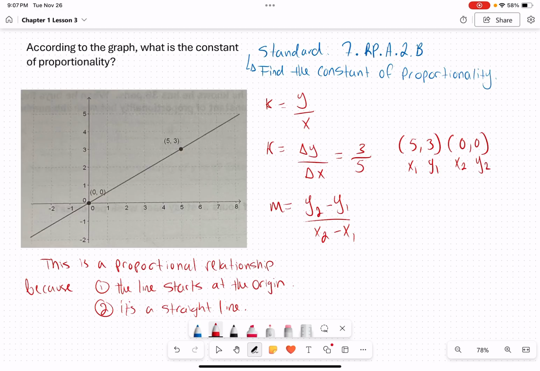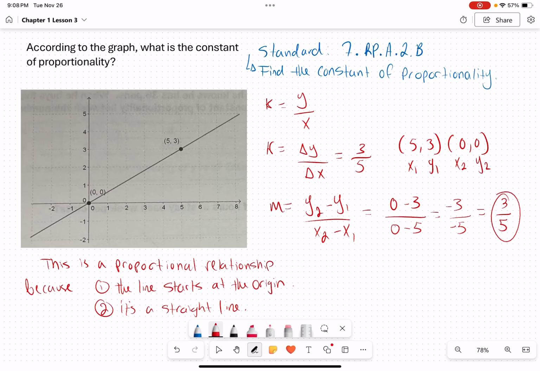And now we have to just substitute it into the slope formula. So we have our y2 first, and we're going to subtract y1 from y2. So that's 0 minus 3, right? That's y2 minus y1. And now we have to find x2 minus x1. So x2 is 0 and x1 is 5, so we're subtracting 5 from 0. That is negative 3 over negative 5. And when we divide two negatives, they become positive, so it's 3 fifths, and we get the same answer.